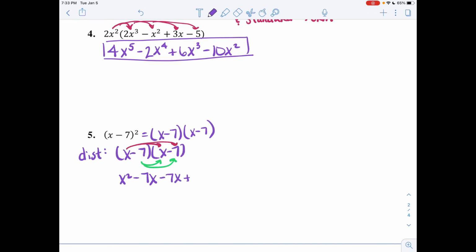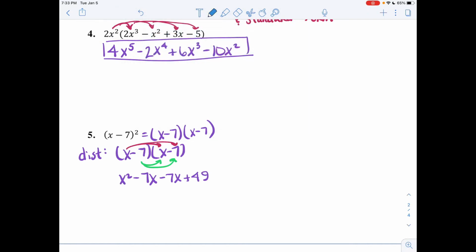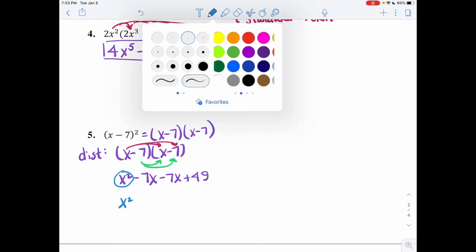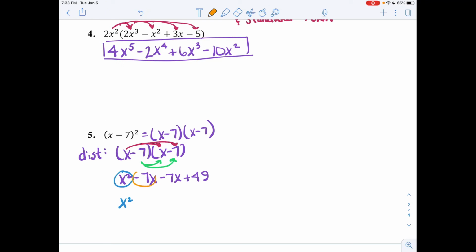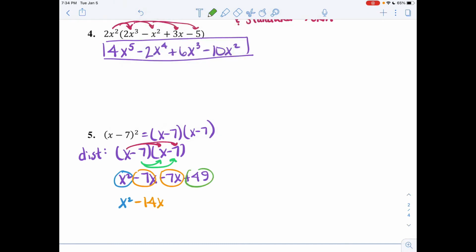and a plus 49. I want to combine like terms here. So my final answer, let's see, I have an x squared, and that's the only x squared. I have 2 x terms, a negative 7x and another negative 7x, so those will become a negative 14x. And then finally, I have a plus 49, so plus 49. And that is my final answer.